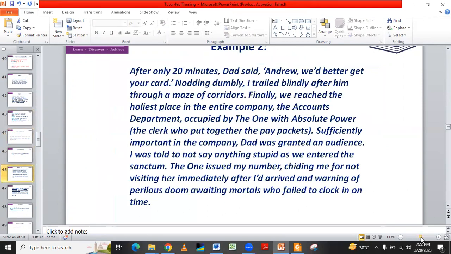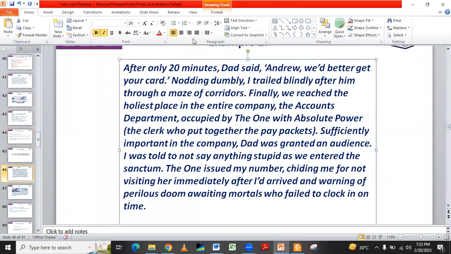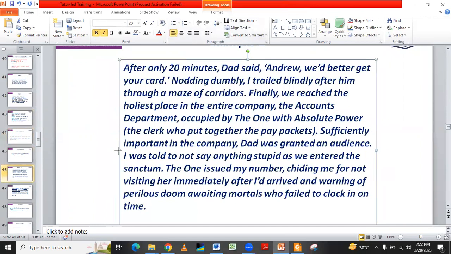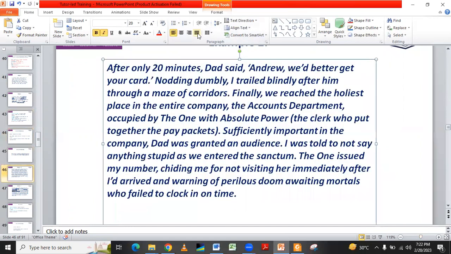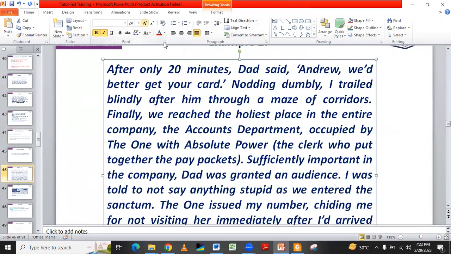Now, look at this point. Look at this paragraph. See if you can get, what do they call it? You can pick 3 points. Okay. Hold on.